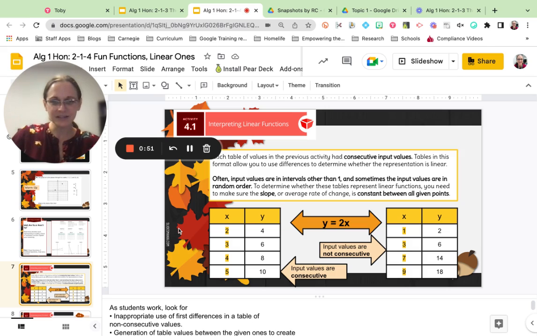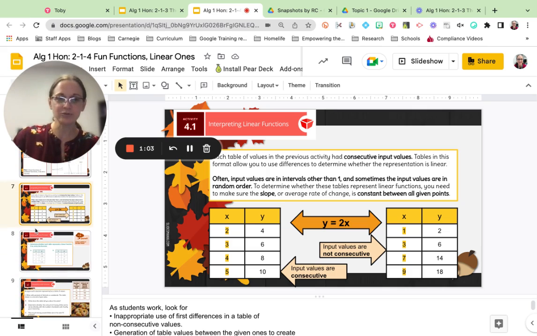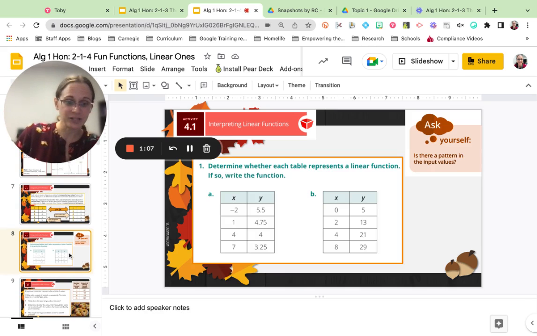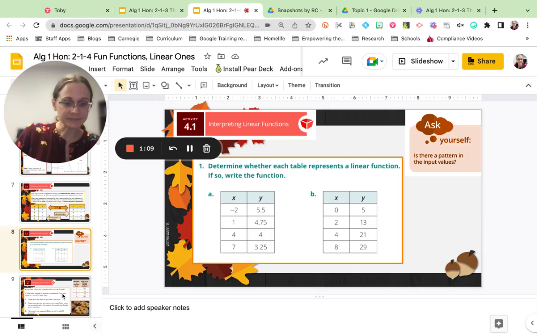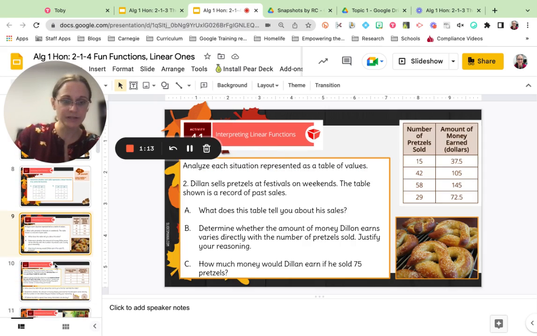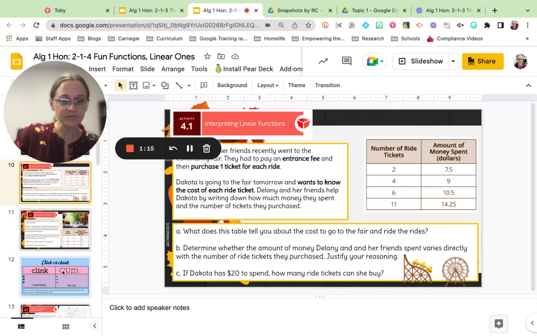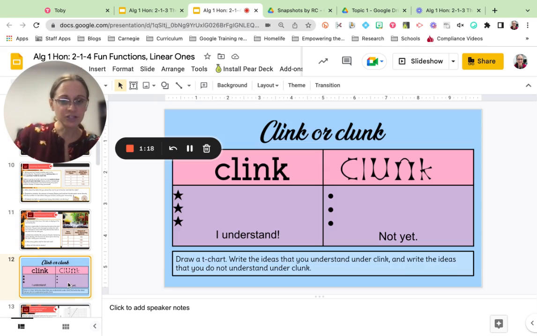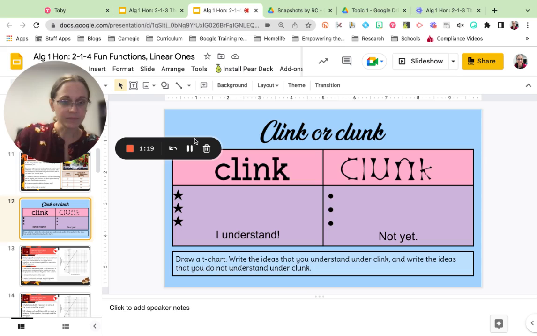The next slide here talks about input values and whether or not they're consecutive. So here's an example of consecutive input values, and here's an example of non-consecutive input values. We're just trying to draw their attention to it so that they understand when I'm trying to decide is something linear, I need to look for a constant rate of change. Here's some practice. Here are some more contextual practice opportunities with pretzels, a visit to the fair, and a fish tank, and then a check for understanding.